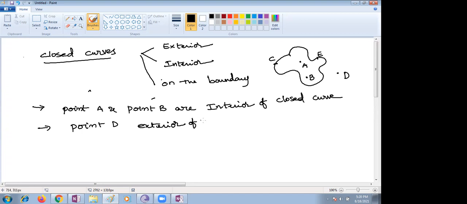Exterior of a closed figure. Which is on the boundary? On the boundary means it is lying exactly on the boundary.